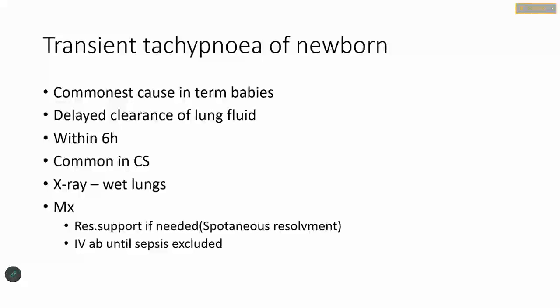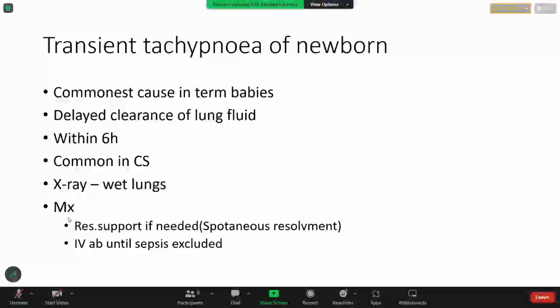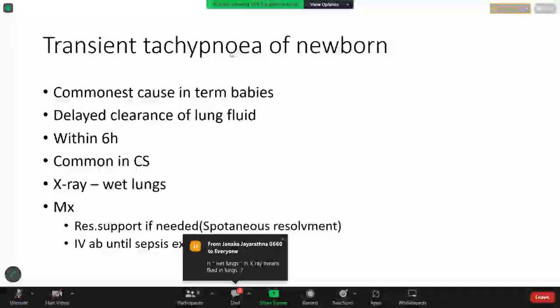Sometimes, if the condition is very severe, which is very, very rare, we have to go for respiratory support. Otherwise it is a common condition that resolves spontaneously. If we know that this condition is transient tachypnea, nothing else, we don't need to do anything. Just observe the child, give some supplemental oxygen, that's all. We can manage the child as a normal child. So have you got clear on that? Because sometimes we may confuse respiratory support with the IV antibiotics.